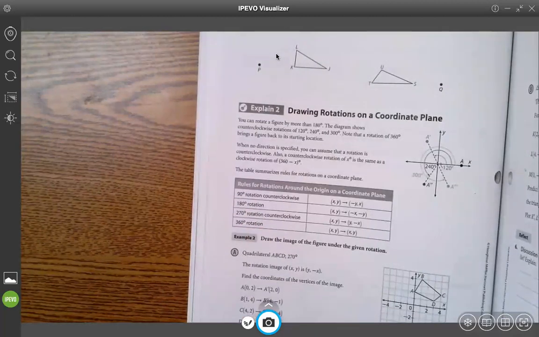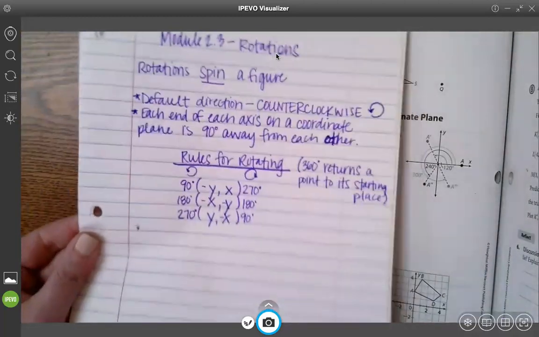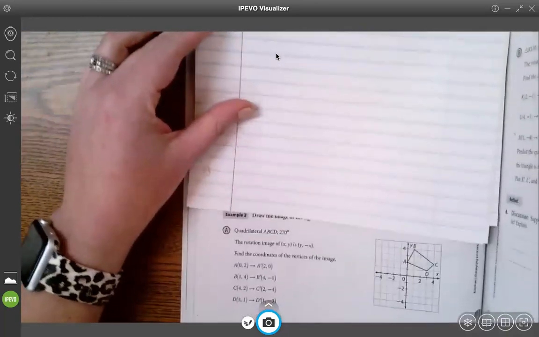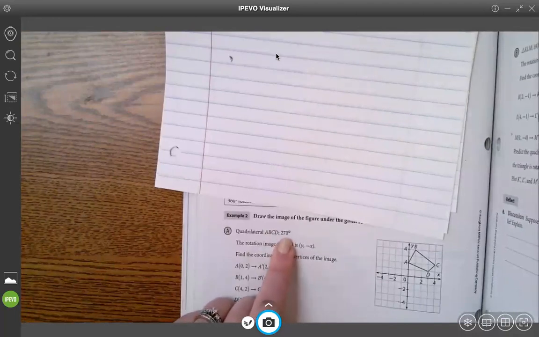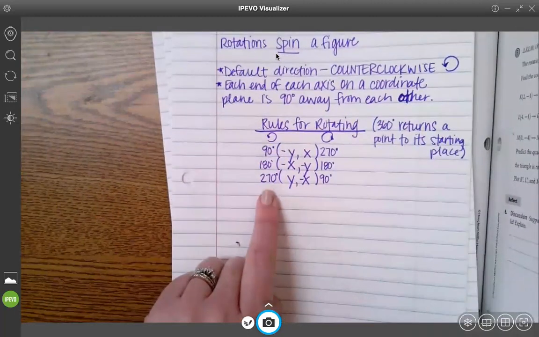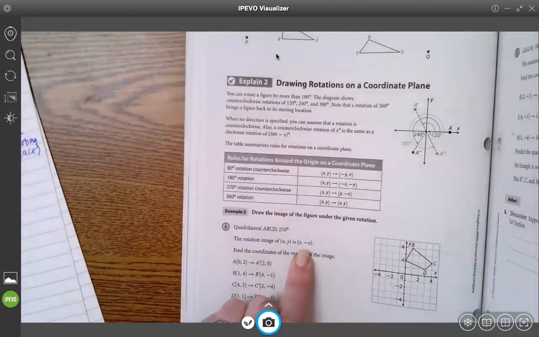So for this information, this is the same thing that we have written down on our notes page. So I'm going to use my notes page instead. And we're just going to check what they've done down here. They had quadrilateral ABCD. They wanted it rotated 270 degrees. Because there is no direction given for 270 degrees, we're going to assume that it is counterclockwise because that's what we're supposed to assume. So 270 degrees counterclockwise, the rule should be y comma negative x. So we look down here and that's exactly what they have.